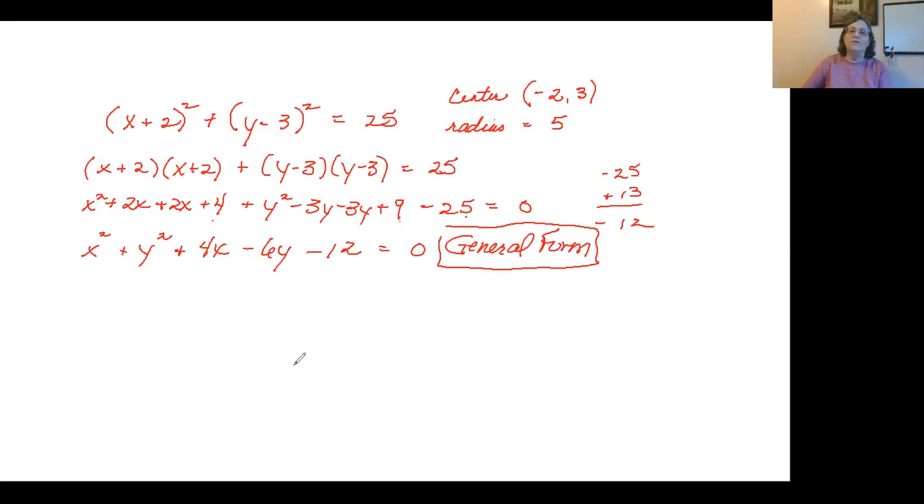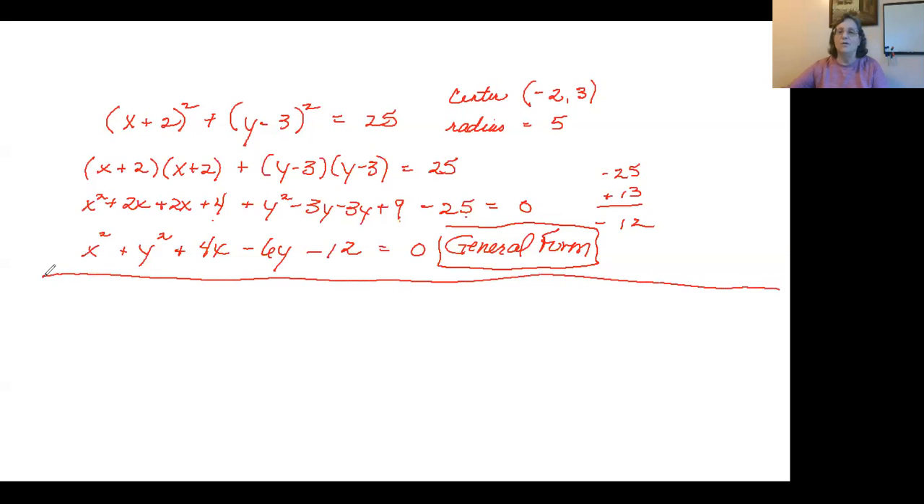On the other hand, what if they give us the general form and we need to know what the center and radius of the circle is? That becomes a lot trickier. Let's take this same problem. We already know what the answer is, but let's see if we can work backwards. Let's put the x squared and the 4x together and leave a space, and the y squared and the 6y together and leave a space. And let's move the 12 back over to the other side, so it's going to become a positive 12.